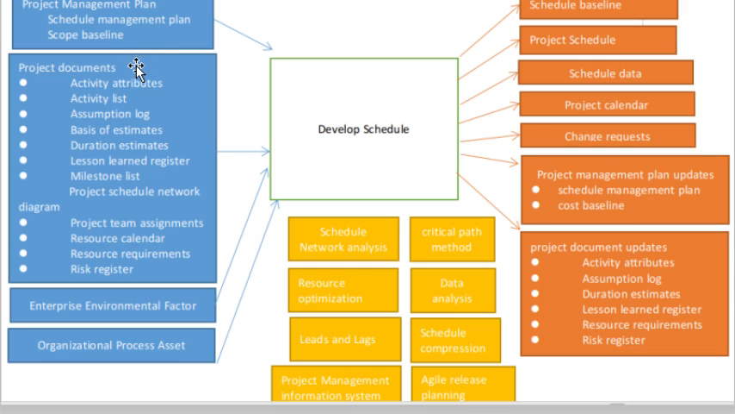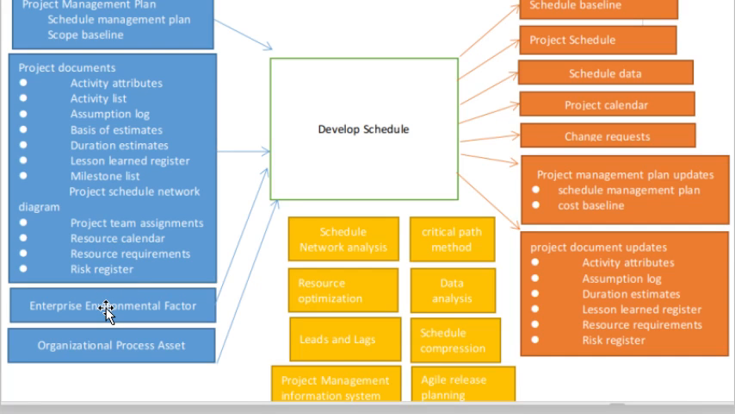Then the project documents, which include the activity attributes, activity list, assumption log, basis of estimates, duration estimates, lessons learned document, milestone list, project schedule network diagram, project team assignment, resource calendar, resource requirements and the risk register. So, this is the second input. Then the enterprise environmental factors.